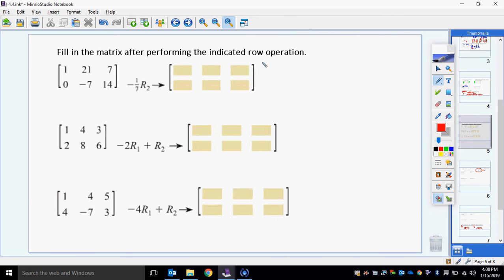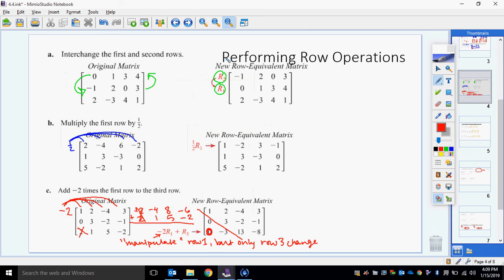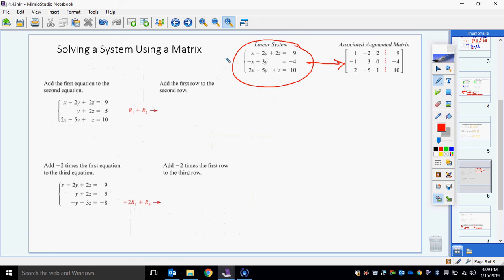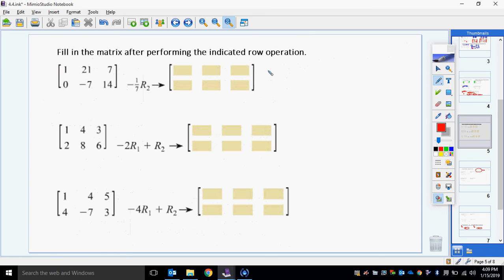I think that's all I really want to talk about. If you're interested in using matrices to solve equations, come visit me and we can talk about performing these different row operations and practicing them. But really, guys, it's the exact same thing as you're doing, solving equations.